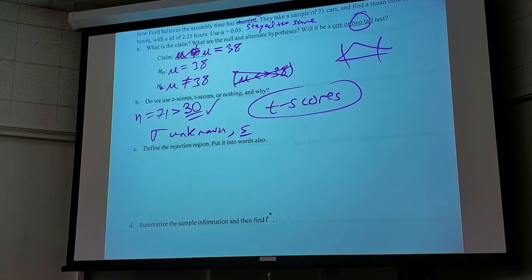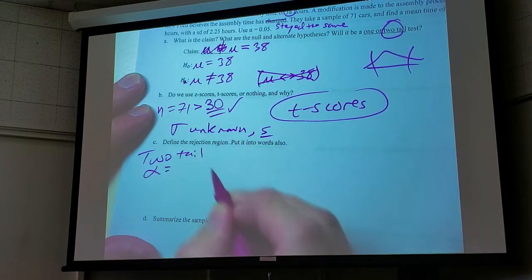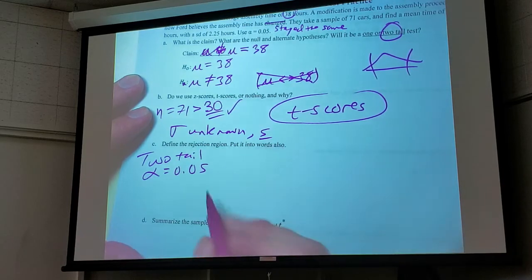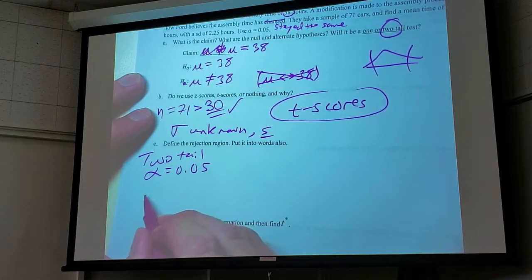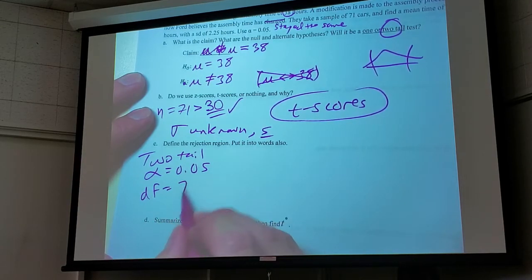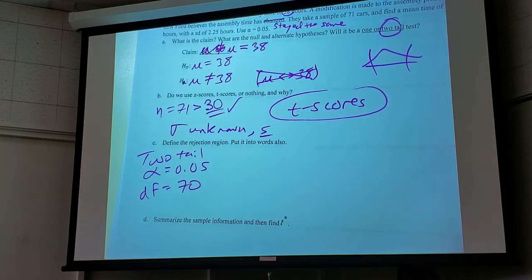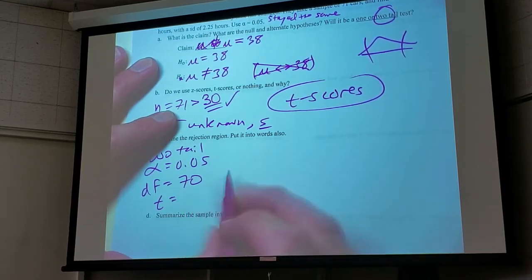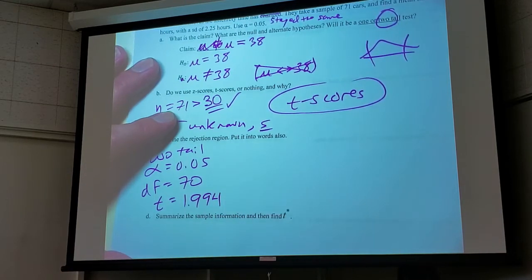All right, so we got a two-tail test. What's alpha? .05. Two-tail test. I need a t-score, so what else do I need before I can look this up? Degrees of freedom. What's that going to be? 70. Yeah, so go ahead and look up the t-score. Don't say it yet. Got that t-score? What is it, sir? 1.994. Sounds like I got corroboration. I like it.